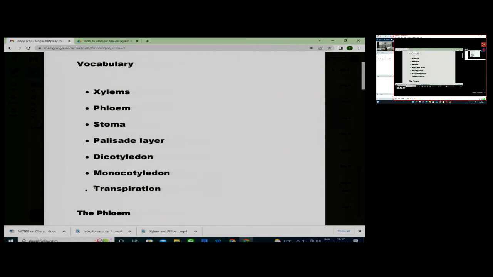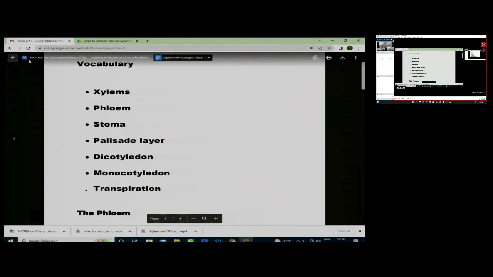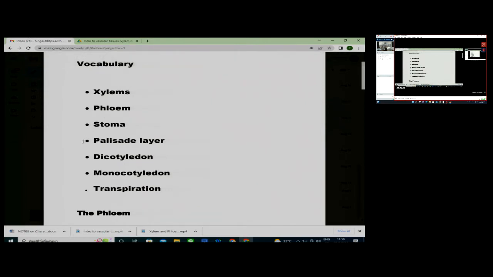Then the last one we are going to have is transpiration. Transpiration. Can we all say that? Okay, there is another term that I forgot to write there. You are going to find it in the video: translocation. They work hand in hand. So these words that we've talked about here have got a role to play in the transportation of substances in a plant.